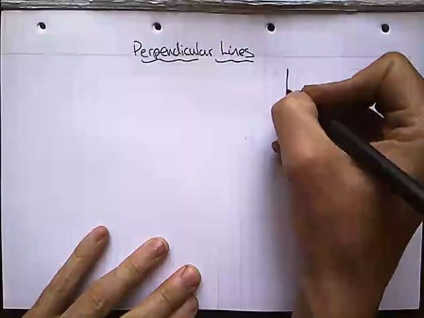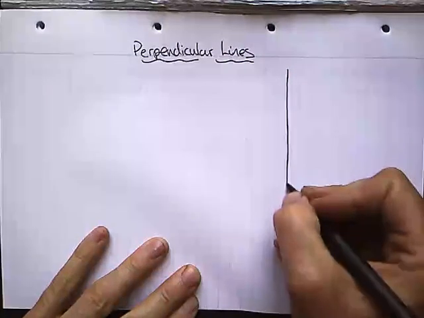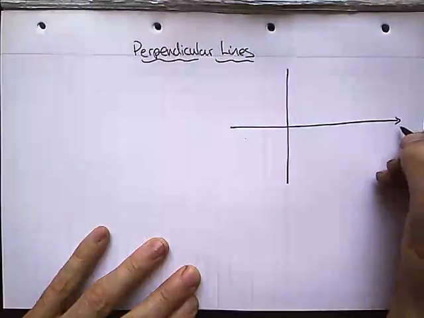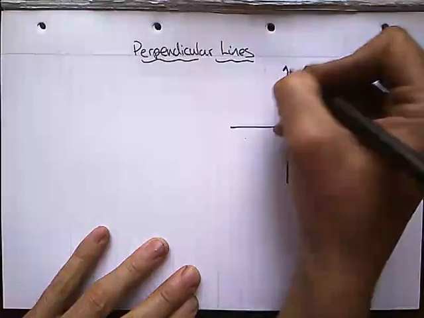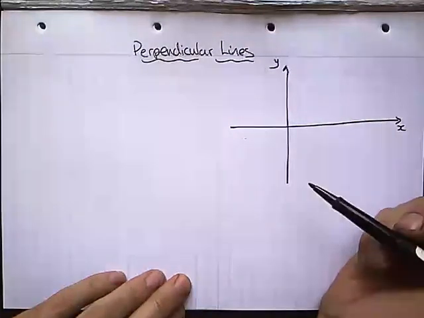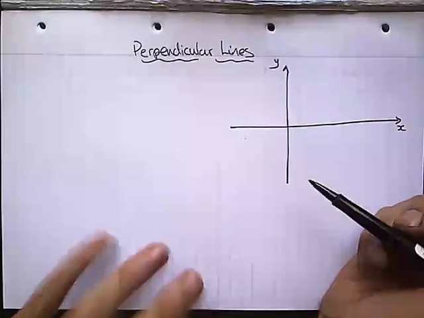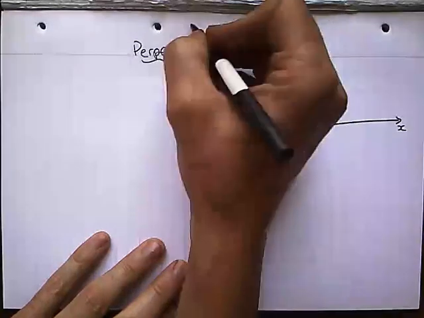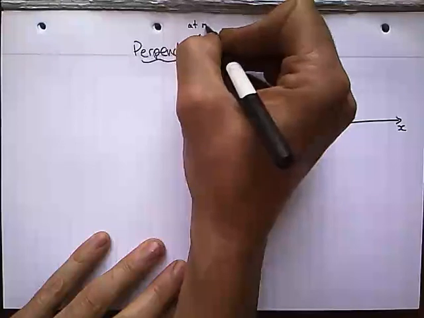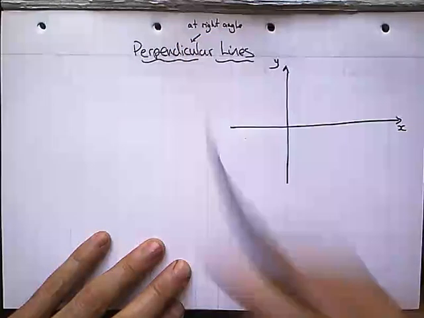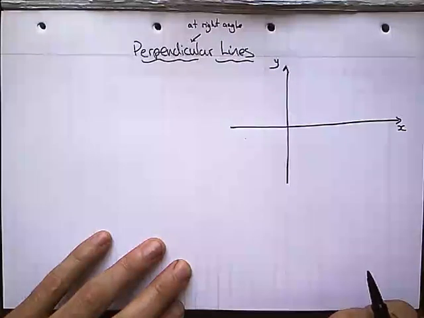So I'm just going to draw a sketch of a graph with axes. So we've got our x coordinates, we've got our y coordinates. You should have seen all of this already, but perpendicular lines, perpendicular means at a right angle. Okay, we should have heard that word before.